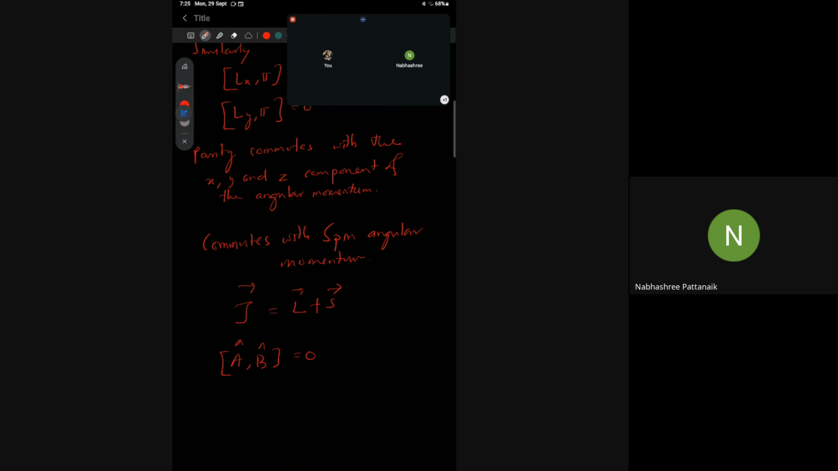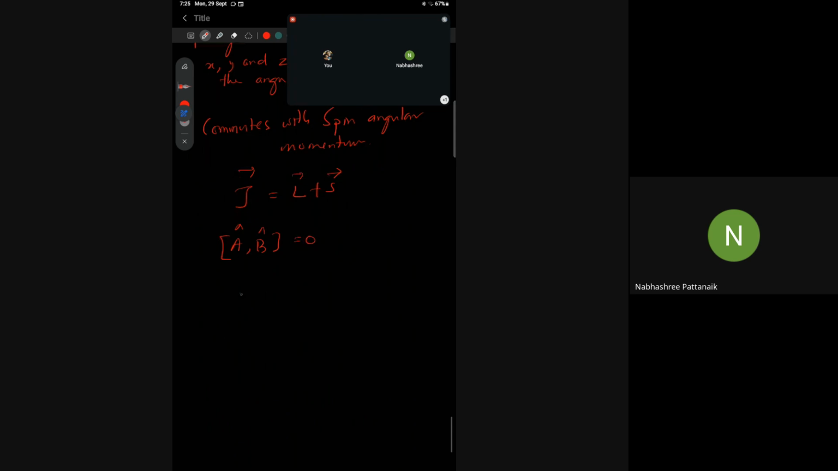See, let me give another example. What is the value of the [X, Y] commutator? X operator, Y operator. X is the X position, Y is the Y position. What is the value of the commutator bracket? It is 0, right? [X, Y] is equal to 0.